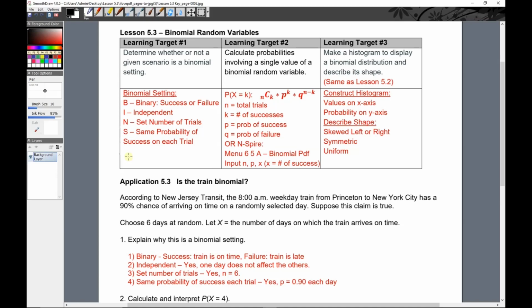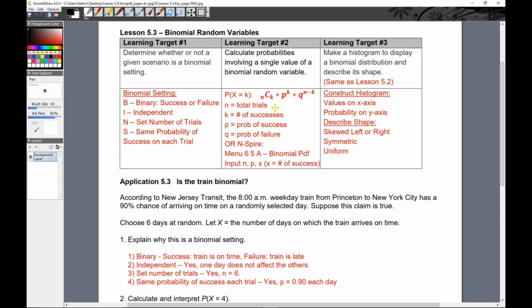Learning target number 2 is to calculate probabilities involving a single value of a binomial random variable. On Monday we're going to look at more than one, like at most this much, or at least this much, or 4 questions, or 5 or 6. It's anywhere from 4 to 6, that's more than one. But for today we're just going to look at the probability that x equals a certain number. So we had this formula. It was made up of combinations times the probability of success to the k power, same k, times the probability of failure to the n minus k power.